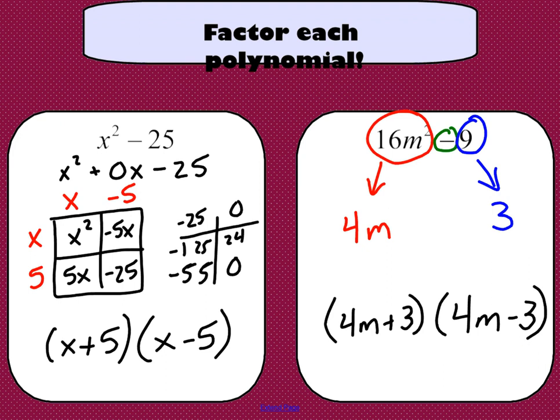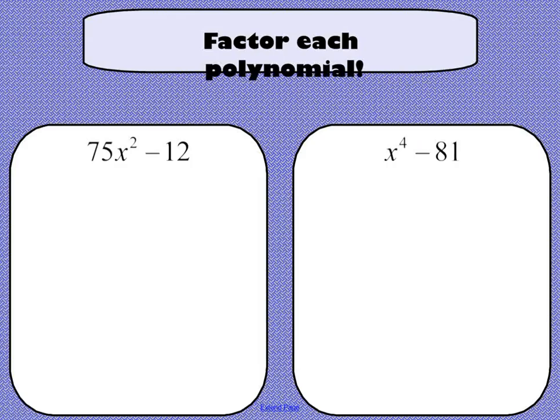Let's go ahead and look at our next problem. So we have 75x squared minus 12. We do have a GCF right here. It is actually 3, so we can divide both of these by 3.